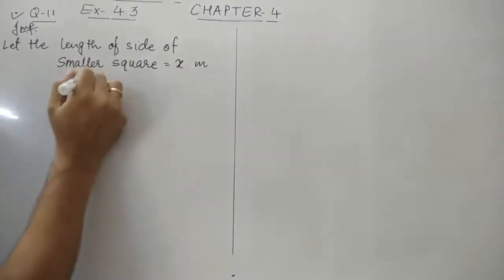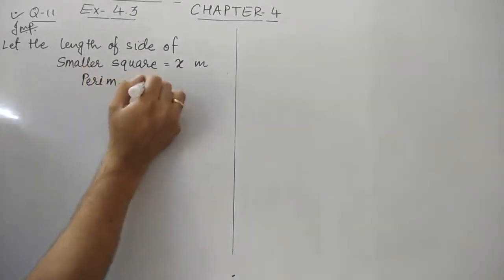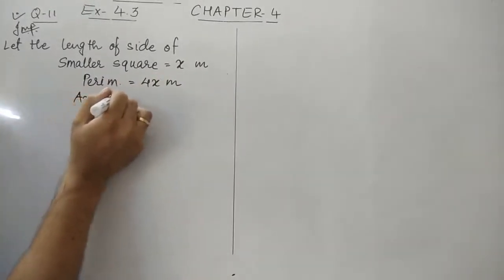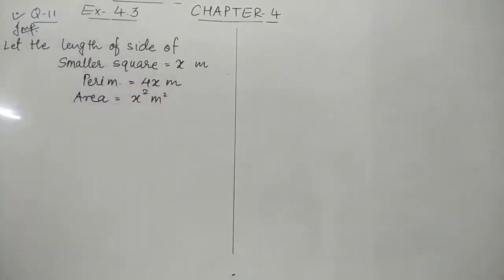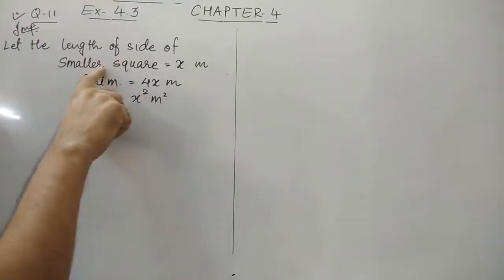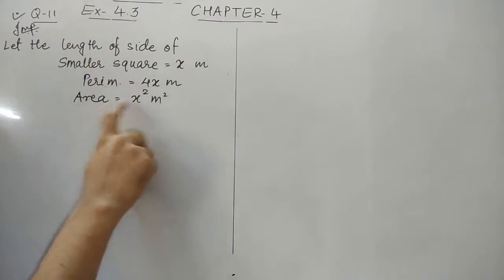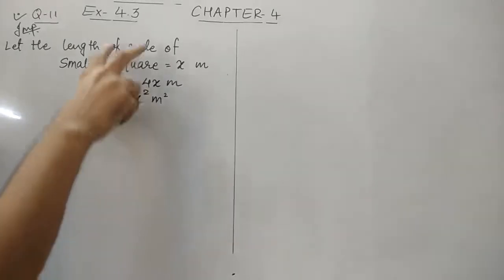Now what is the perimeter of this? It must be 4x, 4 into the side. And what is the area? Area is side square, so it is x square meter square. मैंने क्या किया? I supposed the length of the side of the smaller square x, उसका perimeter हुआ 4x and the area is this. Now in the question they have given the relation between the perimeters of these two.